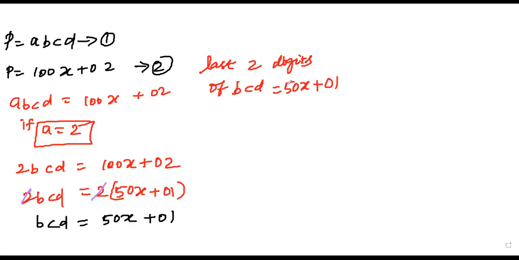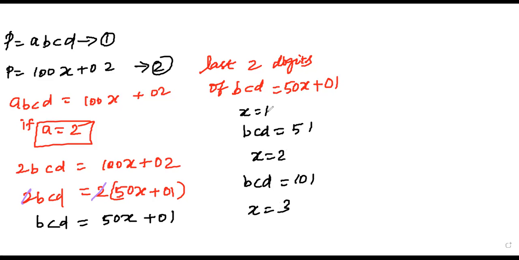So if I substitute 1 for x, what happens? BCD is equal to 50 plus 01, 51. If I substitute x as 2, I'll have BCD as 101. If I substitute x as 3, I will have BCD as 50 times 3, 150, plus 01, is going to be 151. If I substitute 4, I will have BCD as 201.